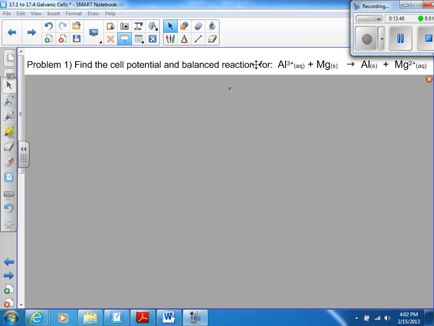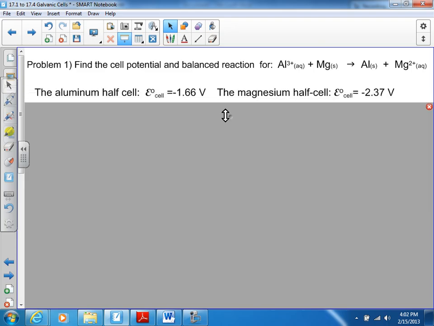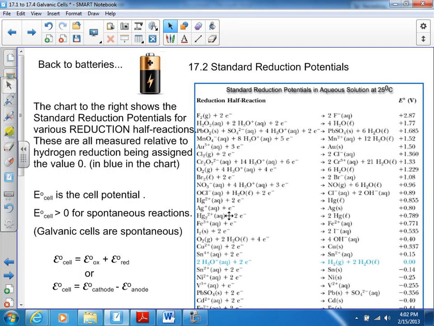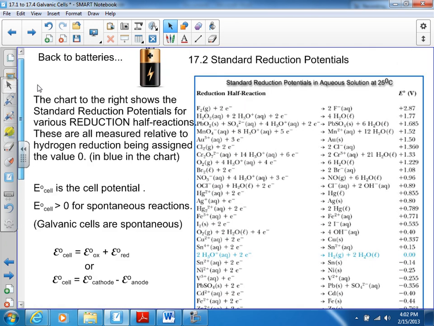Okay, new problem. We want to find the cell potential and the balanced reaction for this. So we just look up the half cells. You can look them up over here. You look up the aluminum and the magnesium. They're on there. Just look them up.